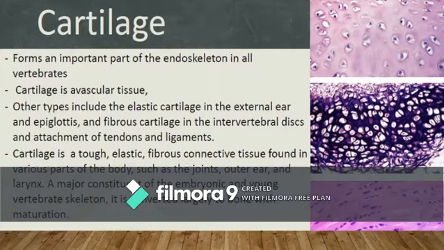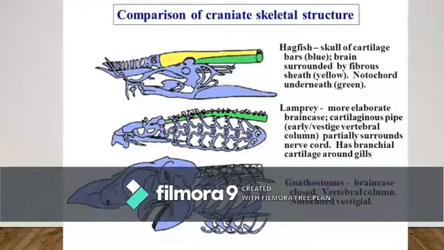Next type, we have the fibrous cartilage in the intervertebral disc and attachment of tendons and ligaments. So the fibrocartilage is an ideal cartilage that receives shock or absorbs weight, and provides support also. So let's proceed to another tissue.